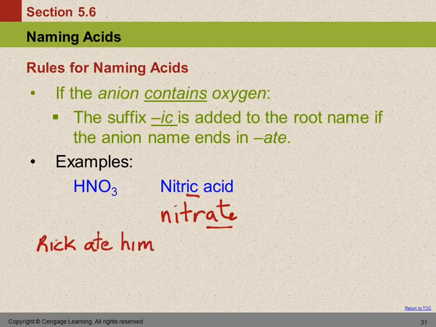And so I have a silly sentence for you. Rick ate him before he could bite us. Is that silly? Okay, so there's ic and ate, and there's us and ite. Those go together.